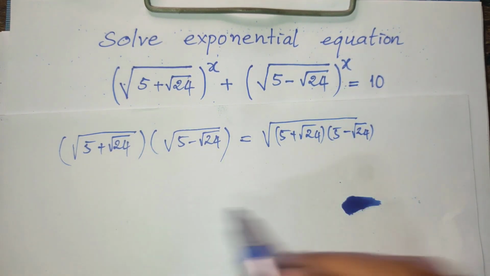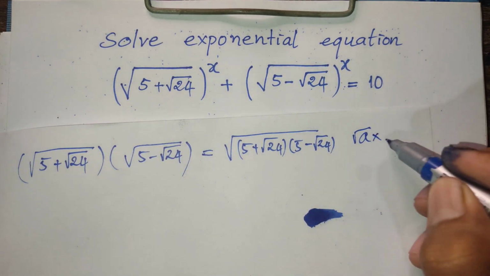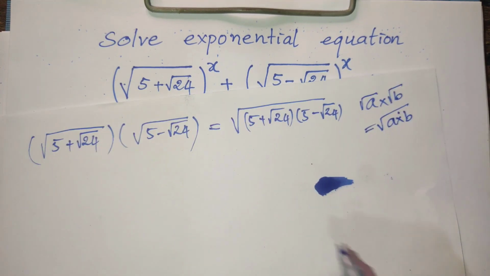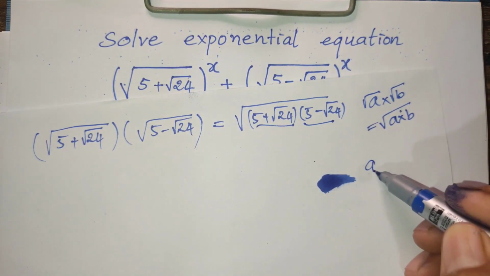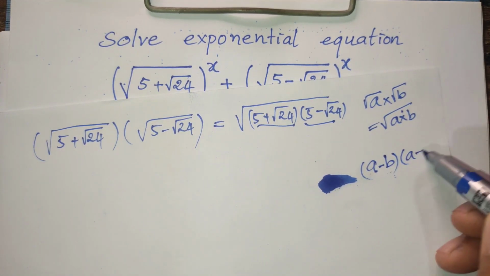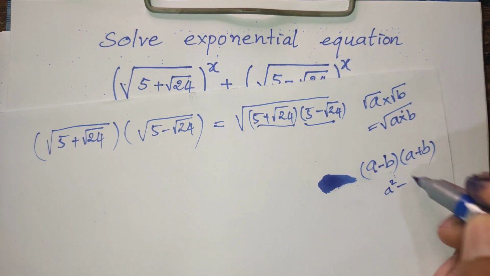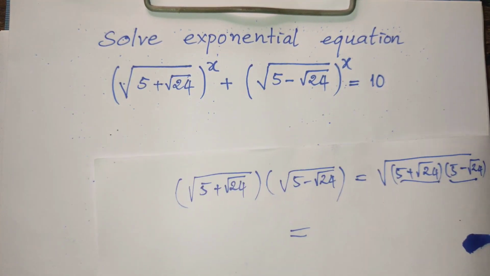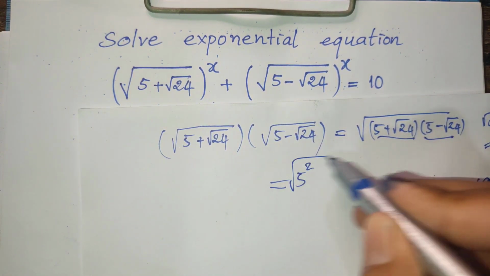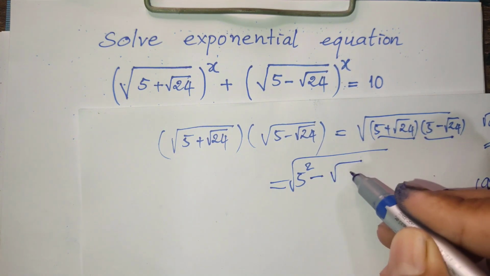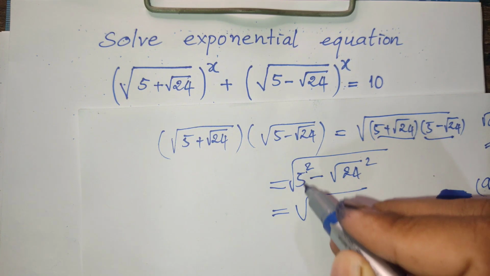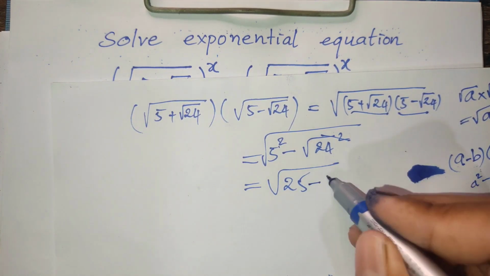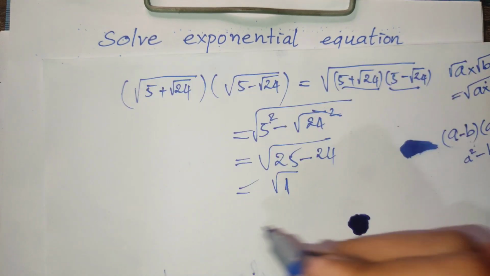By the rule that square root of a multiplied by square root of b gives square root of a times b, and the rule that (a minus b) multiplied by (a plus b) equals a squared minus b squared, I can write this as the square root of 5 squared minus 24 squared. 5 squared is 25, minus 24, equals square root of 1, which equals 1.